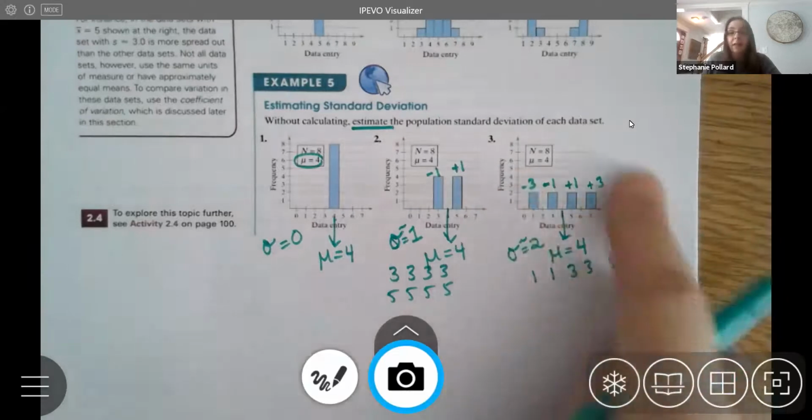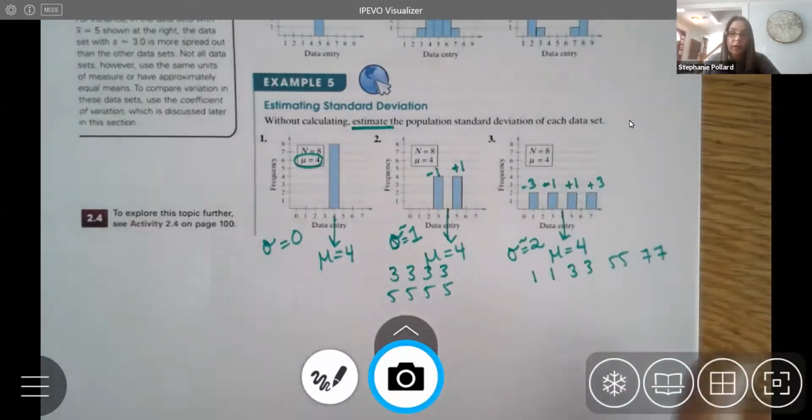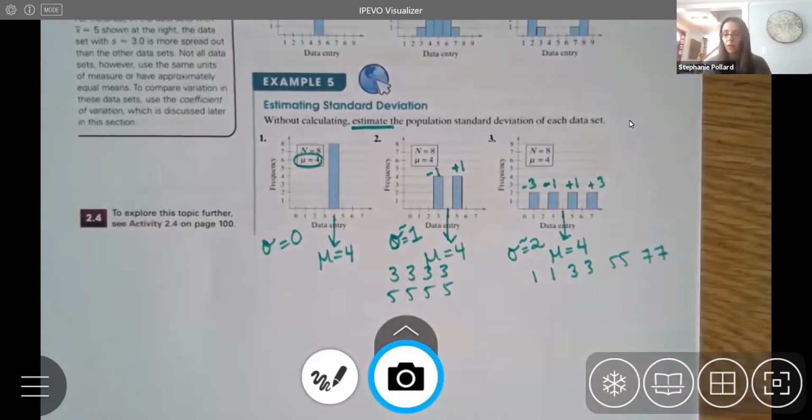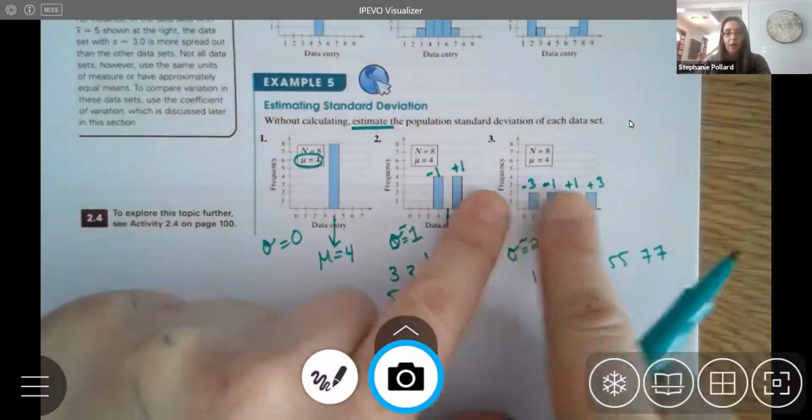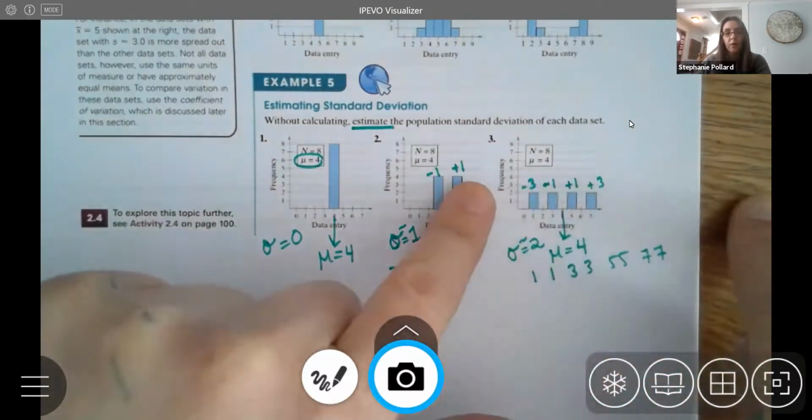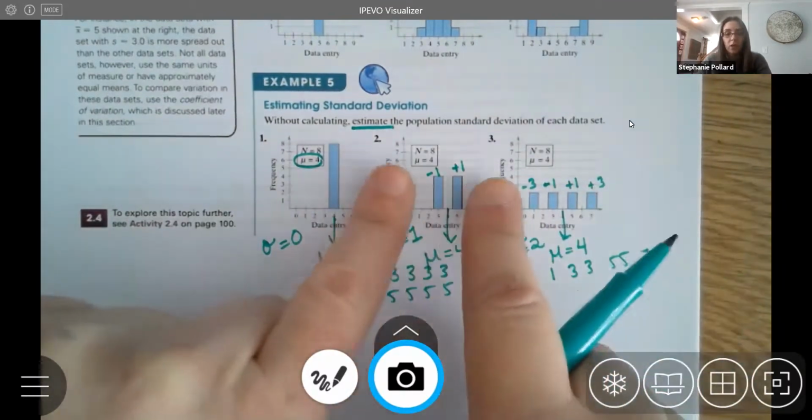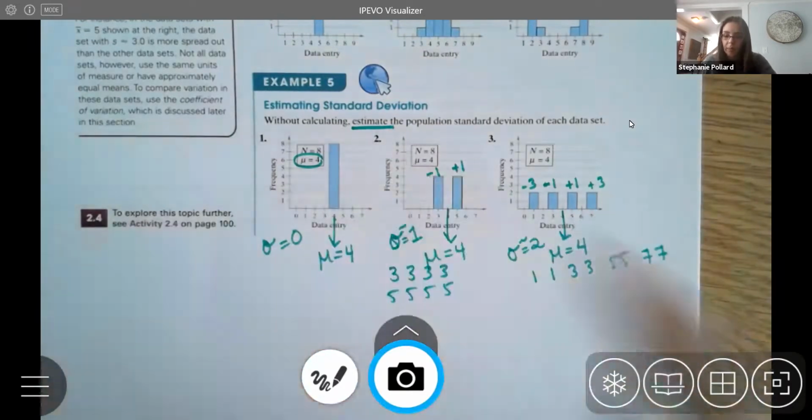Now, if you actually calculate this out, you can do it using the formula or in a calculator. You actually see the standard deviation is 2.2. So our value is not exact, but again, it just gives us an estimation, and hopefully you can start to see, the higher your standard deviation, the more spread out your data is. The smaller your standard deviation, the closer your data is to that center or that mean.